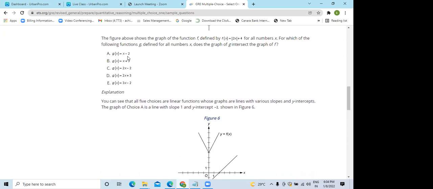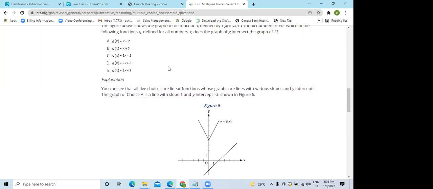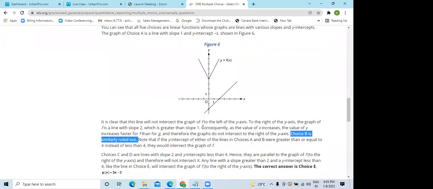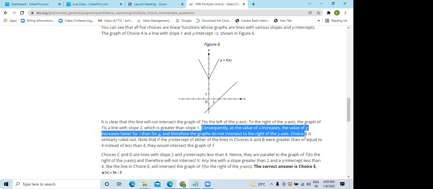So what is choice B? It should intersect at the right? So what you said is wrong. Correct? Okay. It can't be plus, it has to be minus. See, it's very clearly explained. Did you notice this? Why choice B is ruled out? Oh, for f then for g. Yes. See, the y-intercept is minus, right?